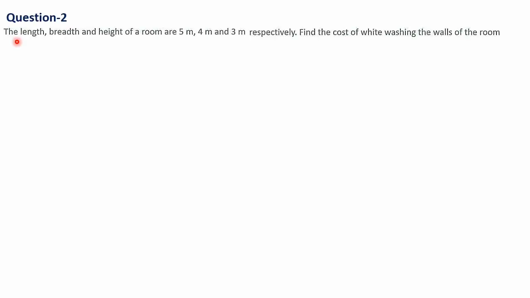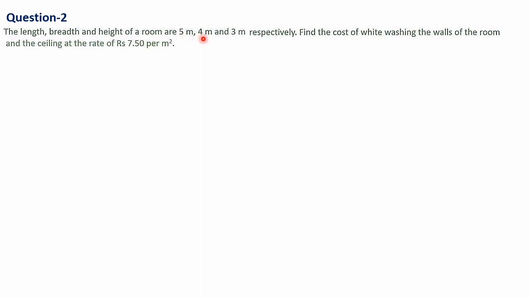Next, we shall discuss question number 2. The question is, the length, breadth and height of a room are 5 meter, 4 meter and 3 meter respectively. Find the cost of whitewashing the walls of the room and the ceiling at the rate of rupees 7.50 per meter square. Let's go through the question once again. The length, breadth and height of a room means the room is in the shape of a cuboid.